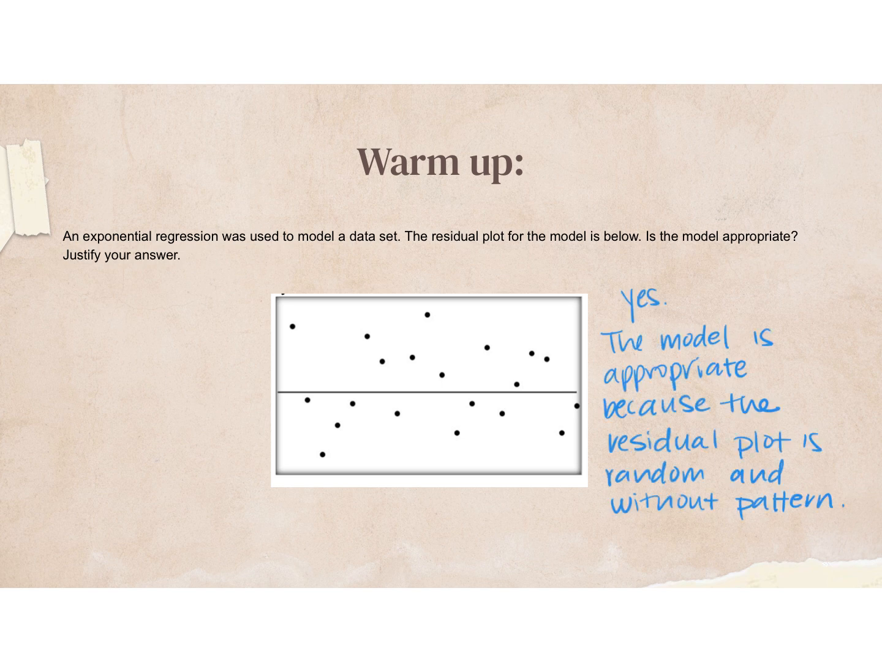What we're looking for is whether or not there is a pattern within the residual plot. The more random the residual plot, the better the model is for the data set. We would say that yes, this model is appropriate because when we look at the residual plot, the points seem to be scattered very randomly. There's no pattern. The dots aren't organized in a particular way. The more random the residual plot, the better the model is for the data set.